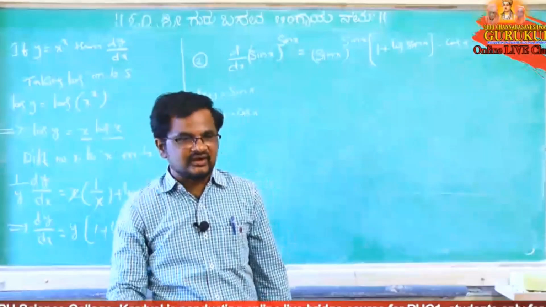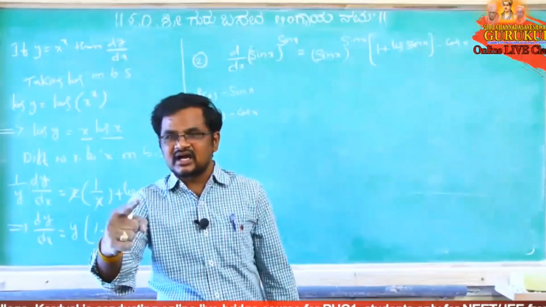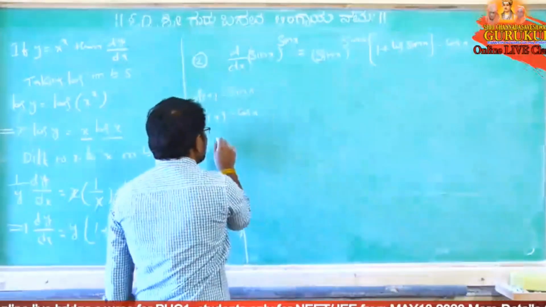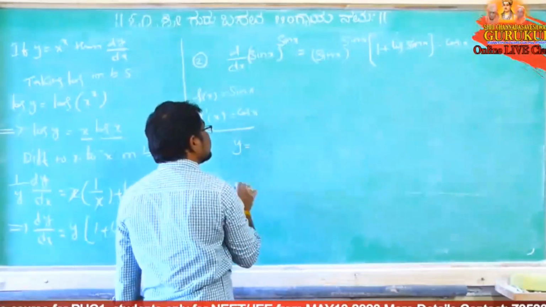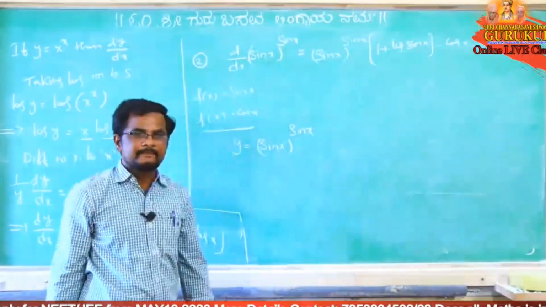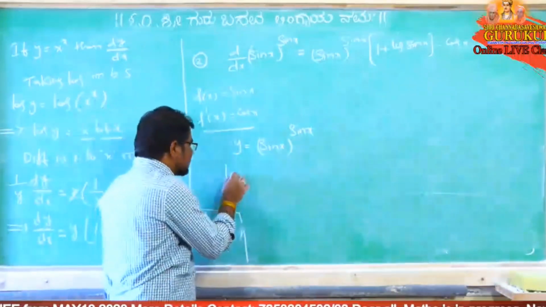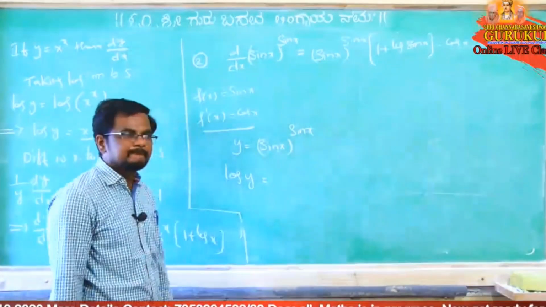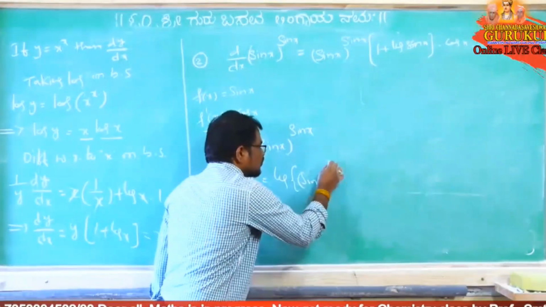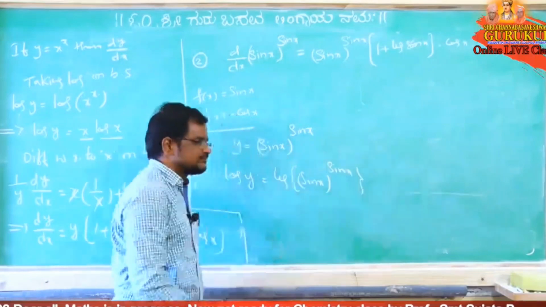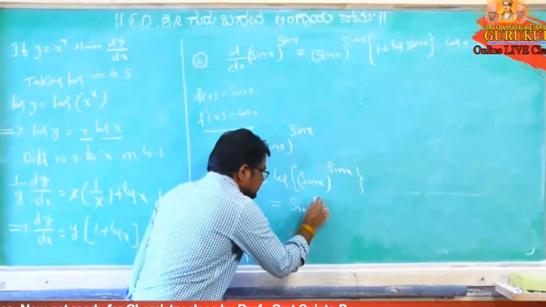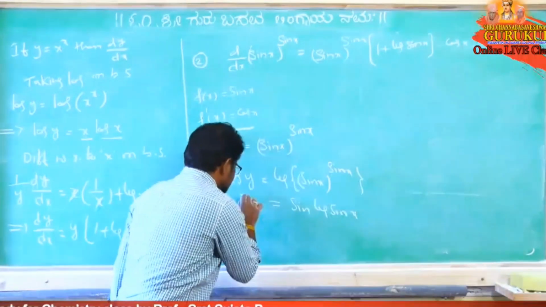(f of x) whole power f of x, into 1 plus log of f of x, log sin x. Differentiation of sin x is cos x. Suppose in theory this is given, what do we have to take? Y equal to (sin x) whole power sin x. Now taking log on both sides, log y equal to log of (sin x) whole power sin x, that implies sin x log of sin x.